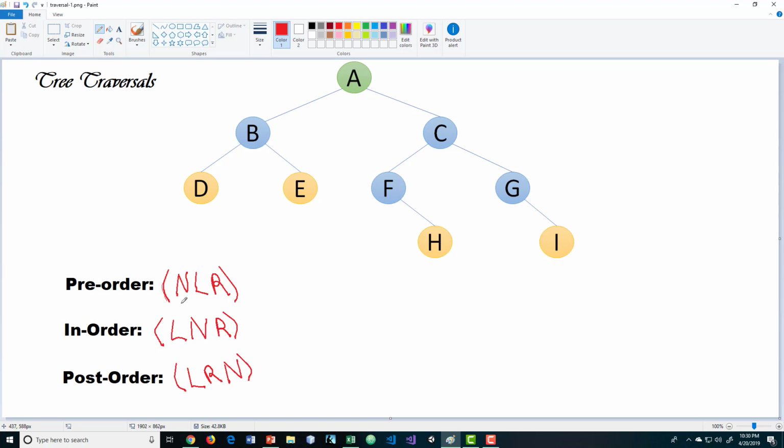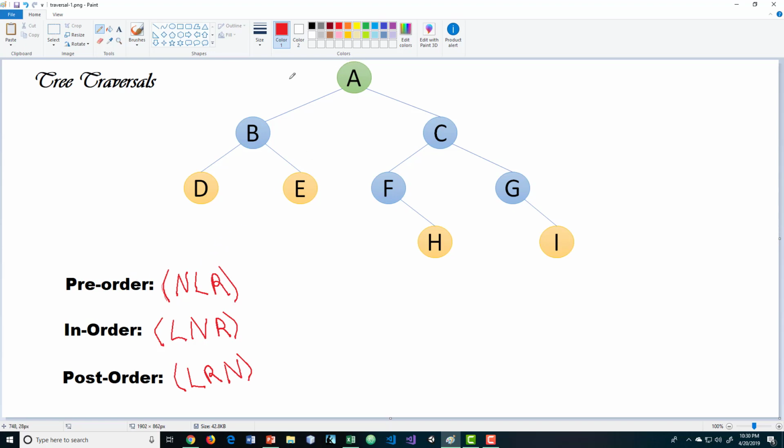So if it's pre-order, that means I consider my own node first, and then my left, then my right. In-order, I consider the left first, then I consider myself, then I consider the right. And in post-order, I consider the left, the right, and then myself. Okay, this will hopefully make a little bit better sense once we actually start doing it. And again, we have to think of this recursively.